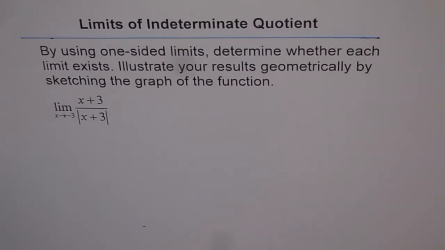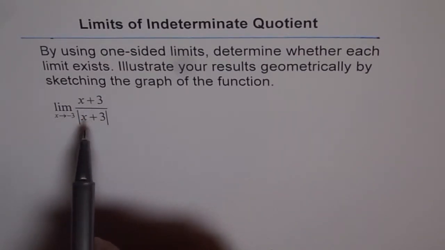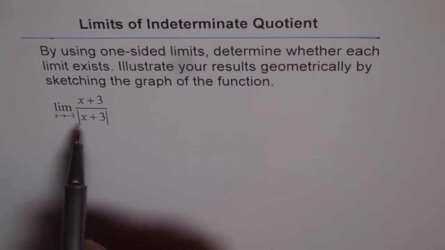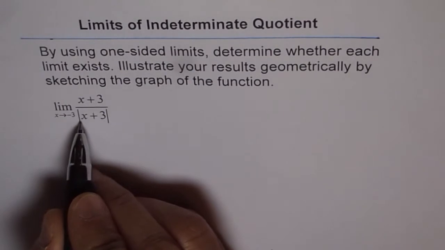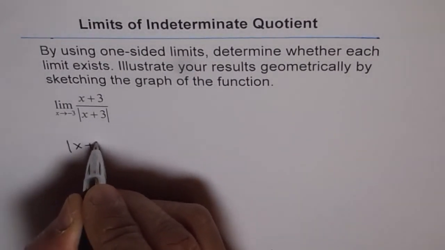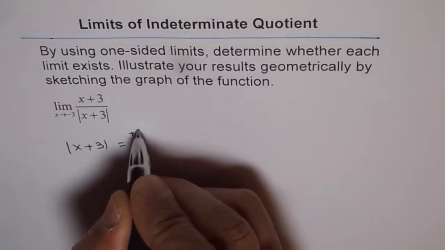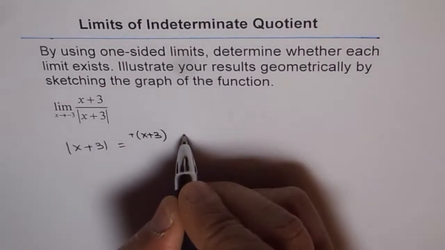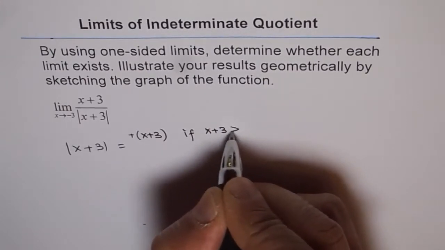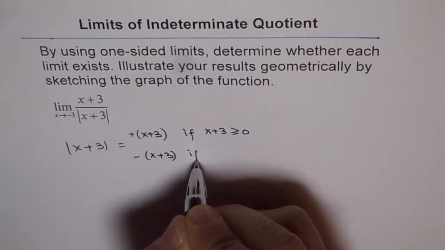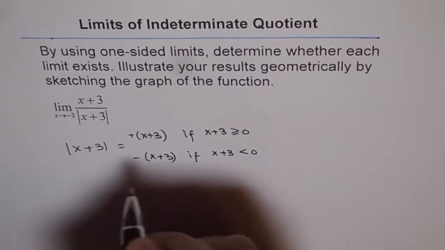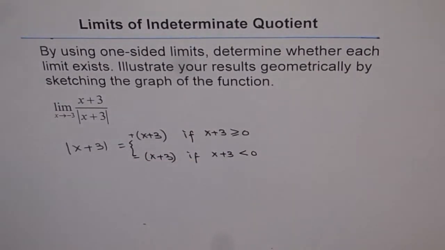We had another example similar to this in which first we found the limit and then sketched the graph. Let's sketch the graph for the function (x + 3) divided by the absolute value of (x + 3), and then we'll figure out the limit. Now let's define the function, the absolute value of x + 3. It can be written as plus (x + 3) if x + 3 is greater than or equal to 0, and it is negative (x + 3) if x + 3 is less than 0. That is how we define this function.